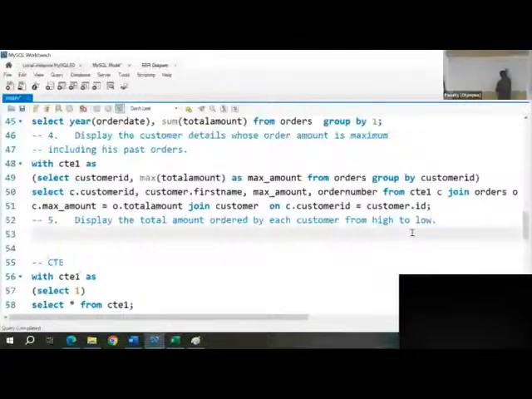Try to do this using recursive CTE. These two questions, prime numbers and Fibonacci. Try it. If there is some time, we can solve it.